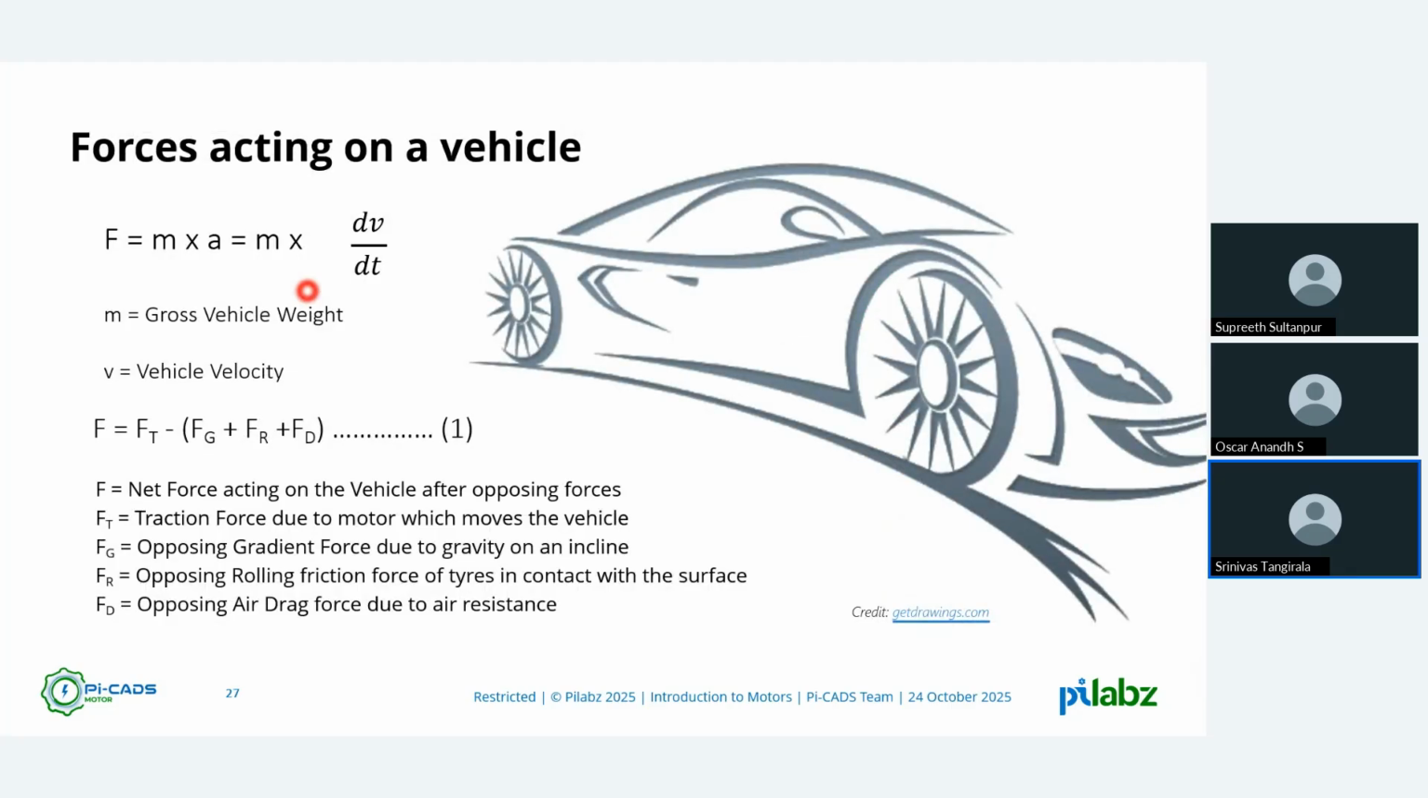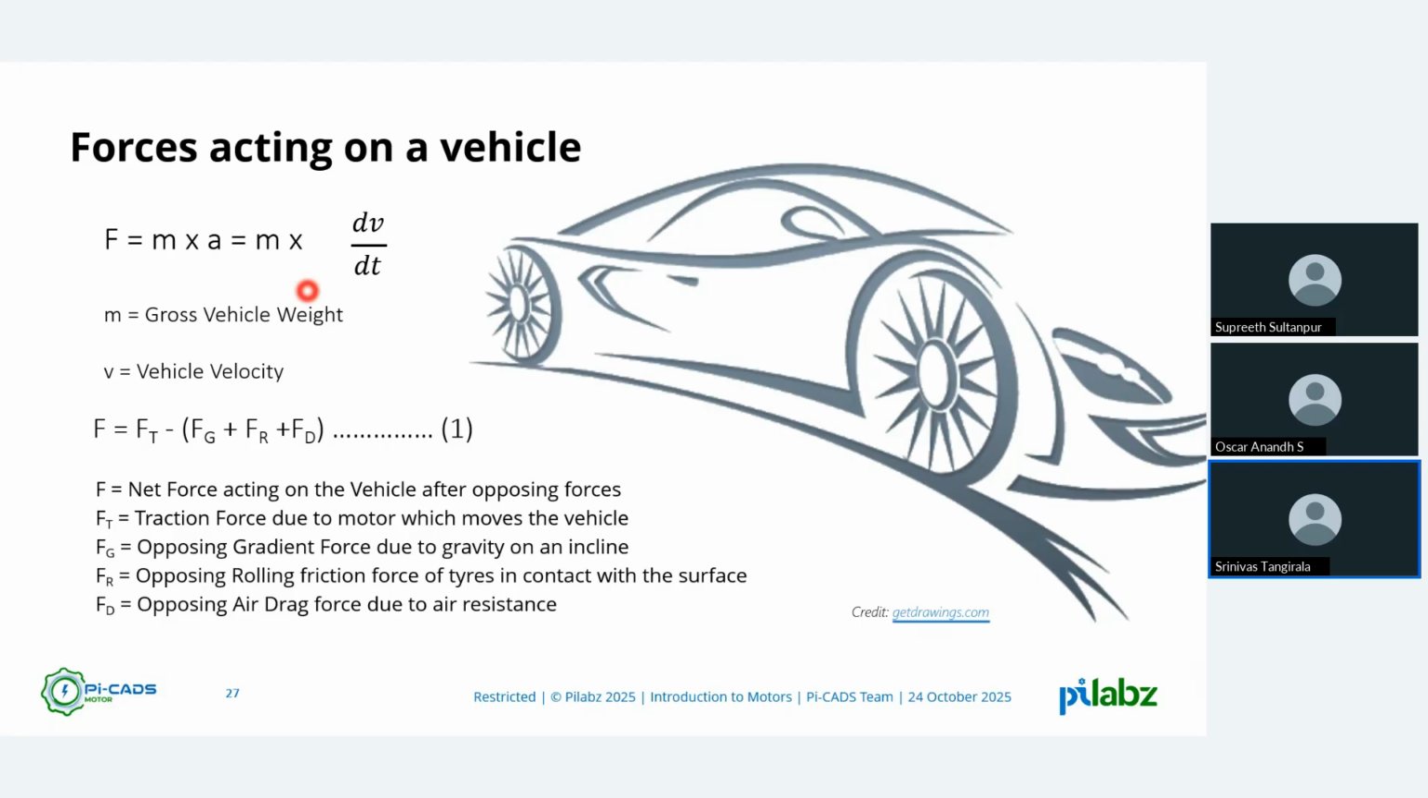So basically, the forces acting on a vehicle come from Newton's second law, as you all must have studied in your school. Force is equal to mass times acceleration, and acceleration is the rate of change of velocity, right? F = m dv/dt, where m is the gross vehicle weight and v is the vehicle velocity.